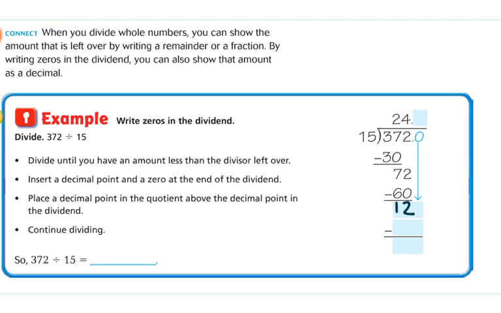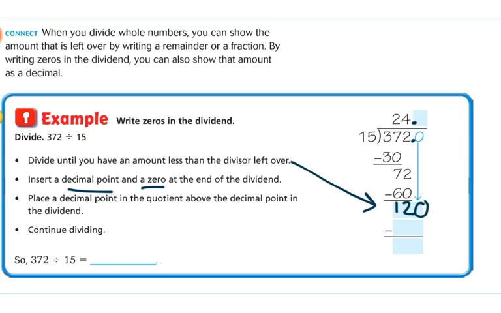And in this case, we would see that we divided until the amount is less than the divisor. 12 is less than 15. So now we're going to have to add a decimal point and now add a 0. And now we're going to bring it down when we have 120. We know it's not really 120, but what we did was we inserted the decimal point and a 0 at the end of our dividend, and now we're going to place the decimal point in our quotient. And now we can continue dividing.